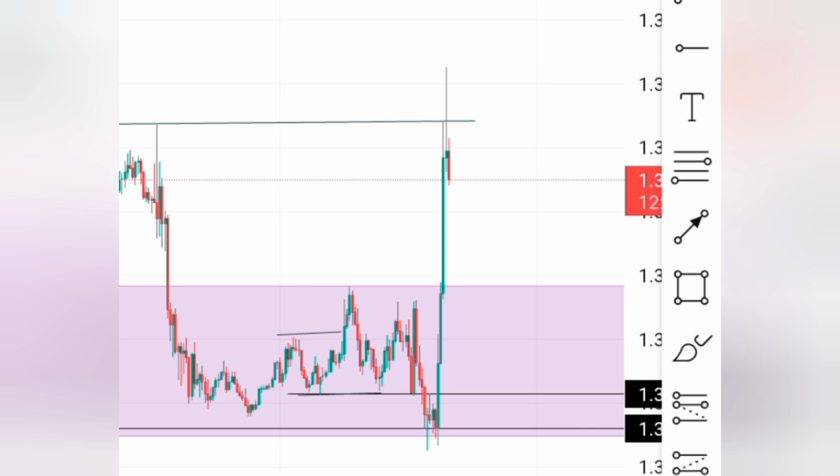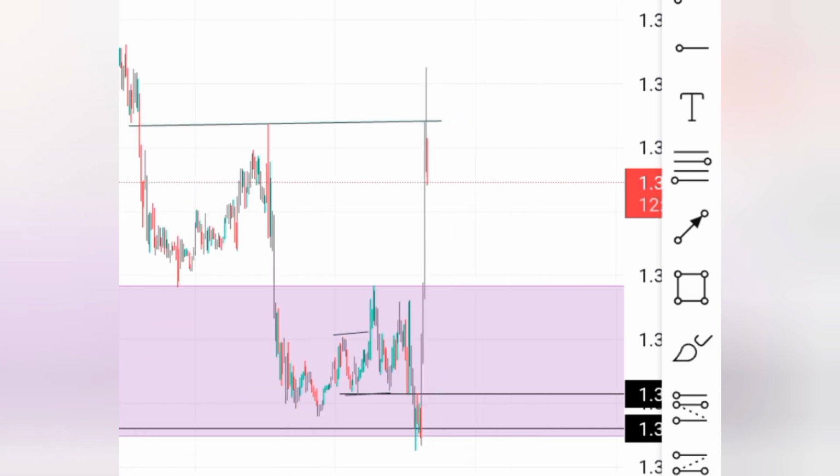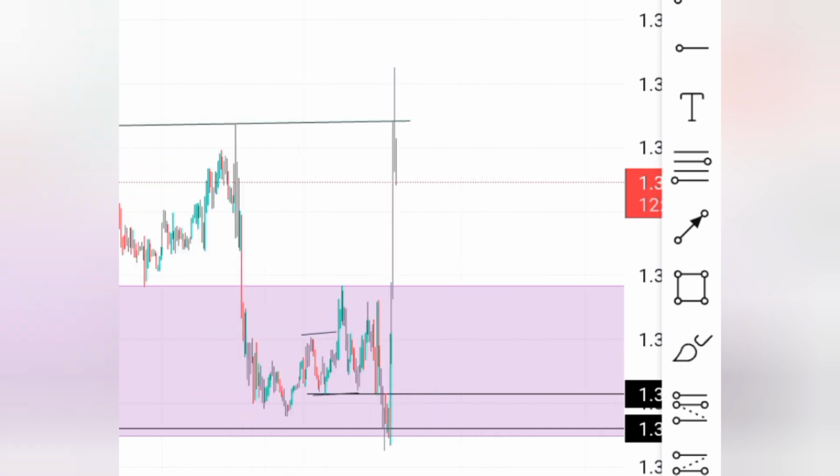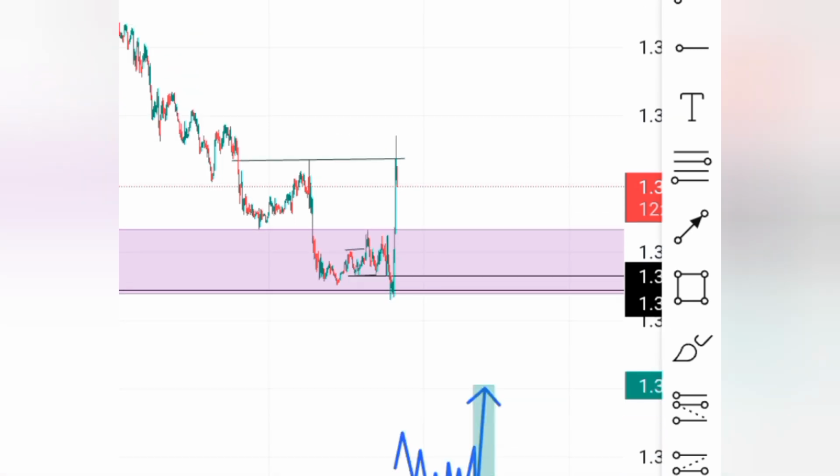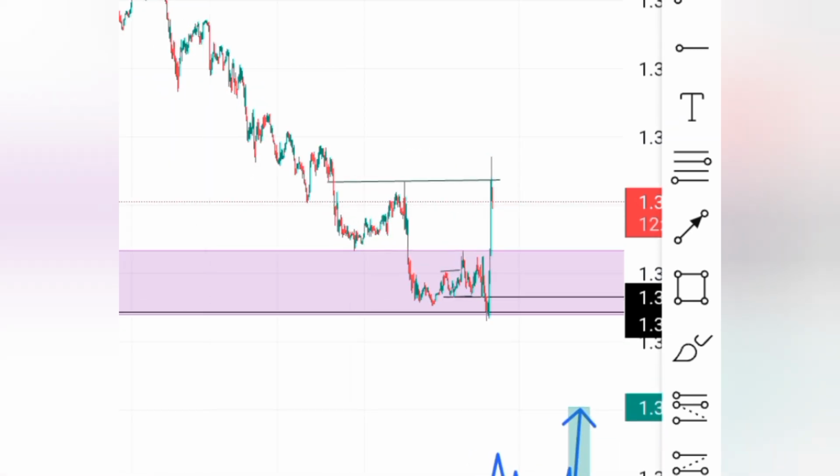You can see that it just swept there. That means it can sell or it can come back and buy again. So anyway, we can consider it a good move.